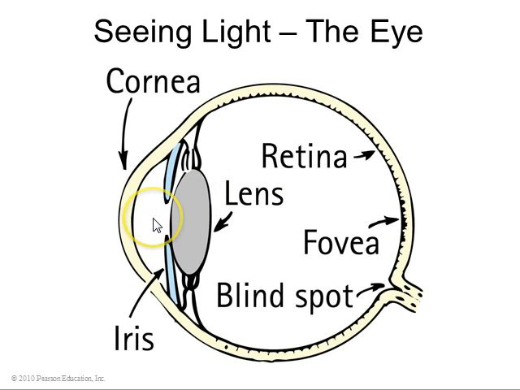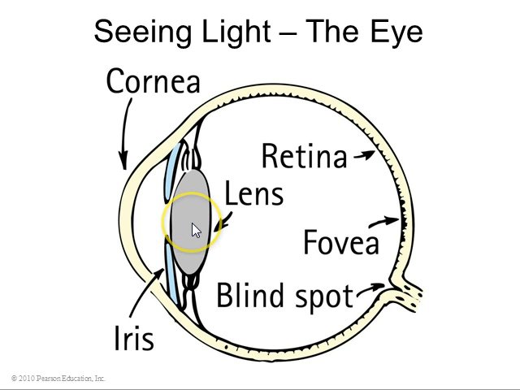The eye, one of the most remarkable optical instruments ever known. So as light enters the eye, it moves through a transparent cover called the cornea, which does about 70% of the necessary bending of light before it passes through an opening in the iris, which is this colored part of the eye, and the opening is called the pupil.